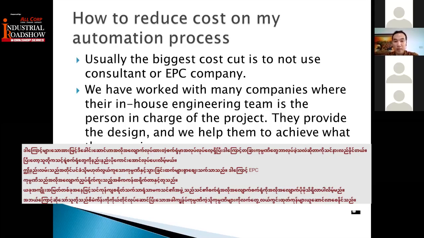So an EPC company is like the main contractor of a factory automation project. Now, as a benefit, you get not only cost savings, but your team will also know your factory automation a lot better because they execute the project themselves. And then you can bring companies like my company to do the actual field products.